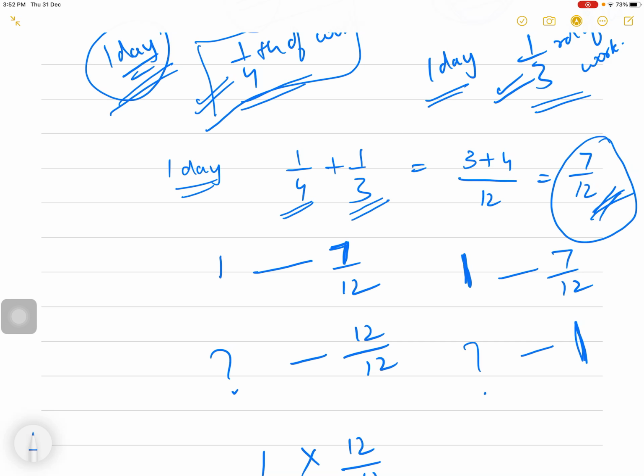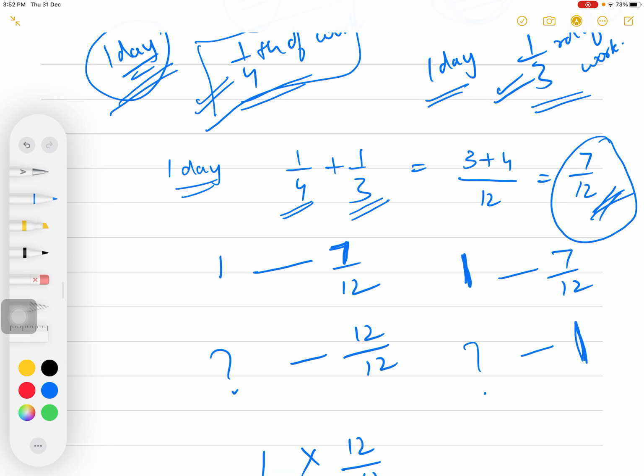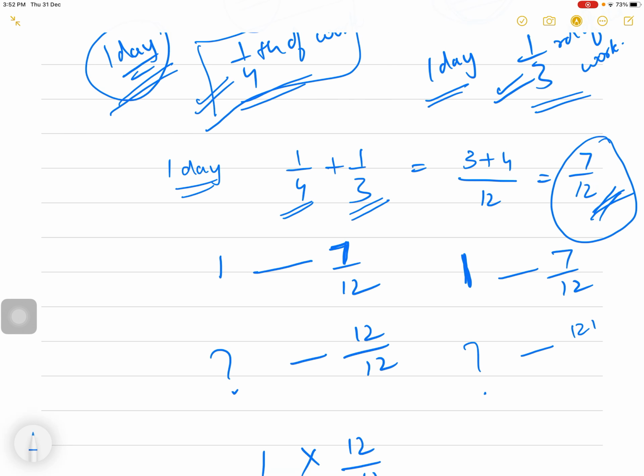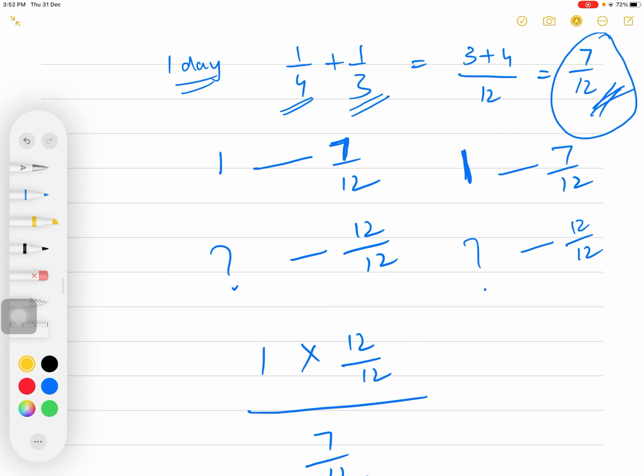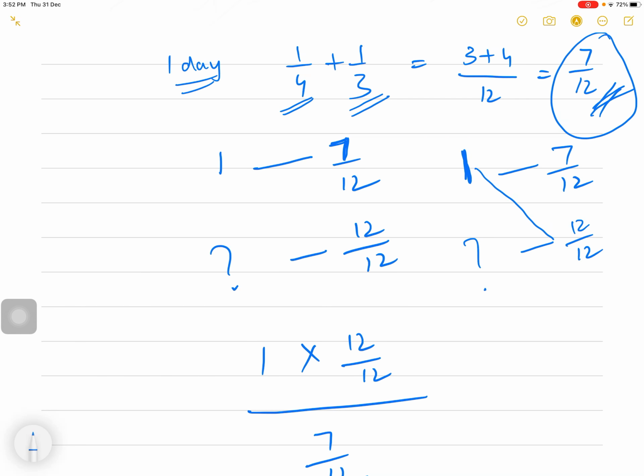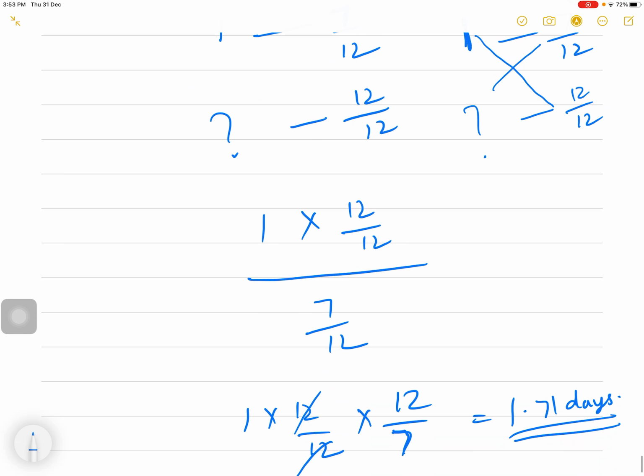Full work is 12 by 12, and 7 by 12 can be done in one day. Right? 7 by 12 of the work can be done in one day. So 12 by 12 is the full work, that is 1. How much time it will take? So cross multiply. So 1 into 12 by 12 divide by 7 by 12. Right? So 1 into 12 by 12 divided by 7 by 12.